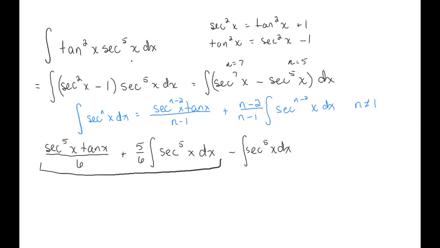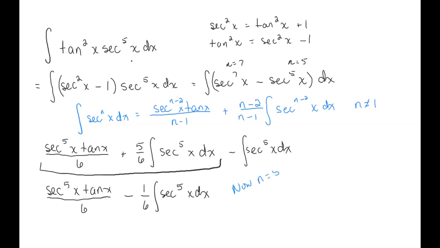Okay, so now I could complete those last two integrals separately, but notice that they involve like terms. And since they each involve using a reduction formula, I'm going to try to reduce my work as much as I can. Now I have secant to the 5th of x tangent x over 6 minus 1/6 integral secant to the 5th of x. So plus 5/6 minus 1 is minus 1/6. And then we'll just have to use that same reduction formula again, but this time for secant to the 5th of x.